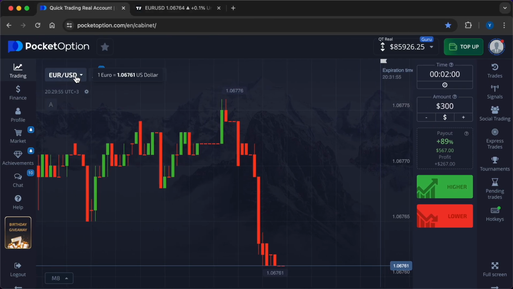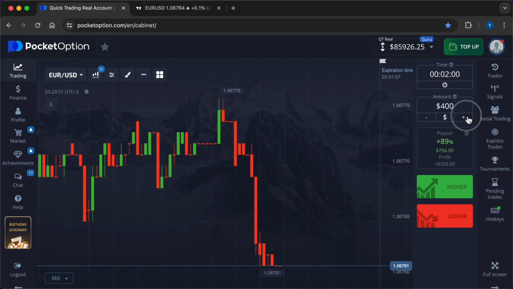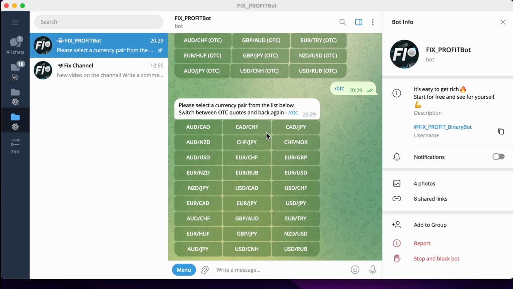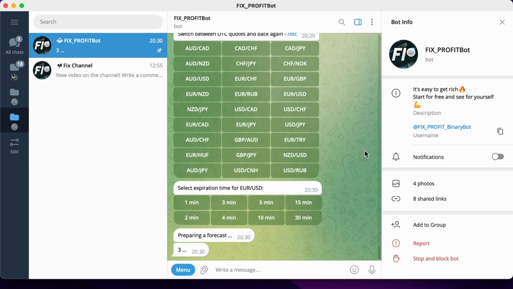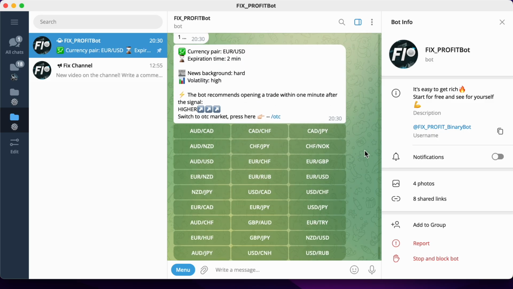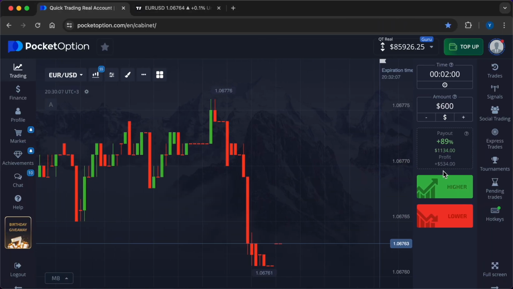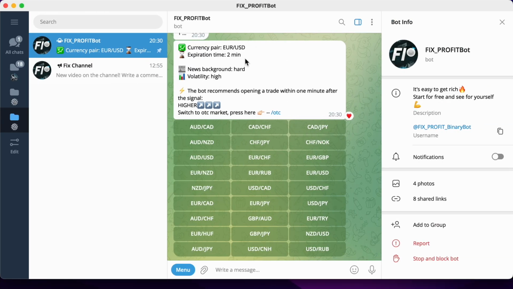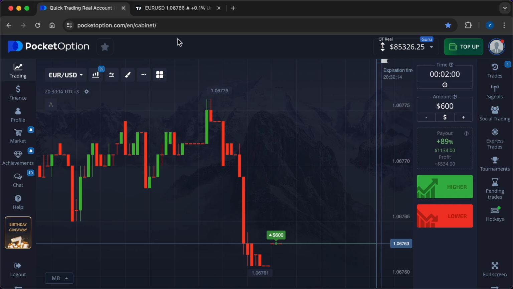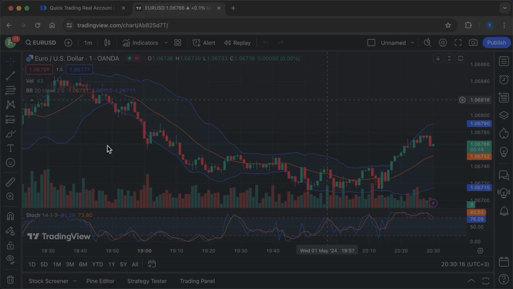Link in the description. Now I will make a trade on the currency pair Euro, dollar. Time frame 2 minutes. I invest $600. I instantly scan the market and give a signal. Higher. You need to click on the green button on the broker's website. In the message with the signal I provided additional information. News background, hard, volatility, high.